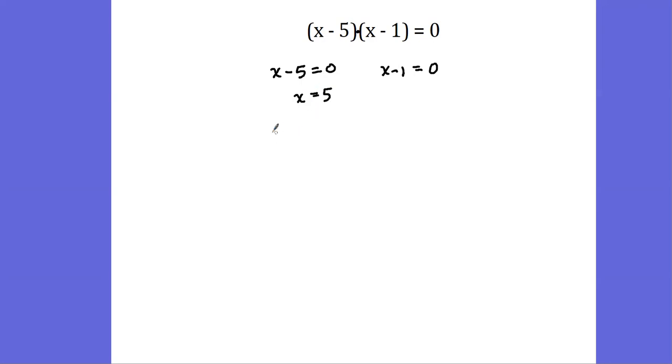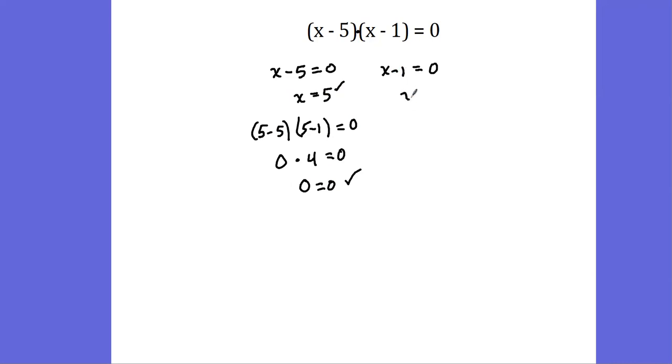And notice if I substitute that number in for x here, this equation would become 5 minus 5 times, we're plugging in 5 for x, so this would be 5 minus 1. And if we simplify, 5 minus 5 is 0, 5 minus 1 is 4, and 0 times 4 is in fact equal to 0. So we know this is definitely a good solution. Let's take a look at this part.